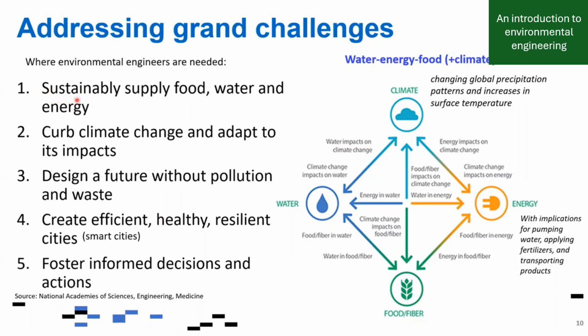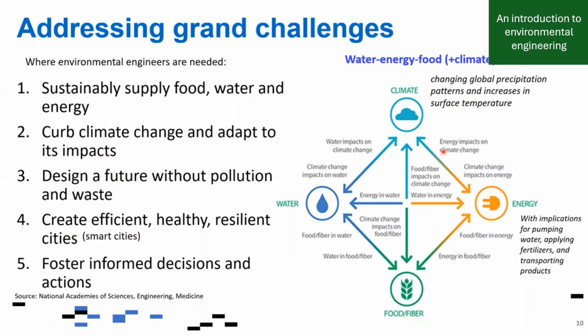The first one is to sustainably supply food, water, and energy. Second is to curb climate change and adapt to its impacts. Third is to design a future without pollution, create efficient, healthy, resilient cities, and foster informed decisions and actions. All right, so we'll have a brief explanation for each one.